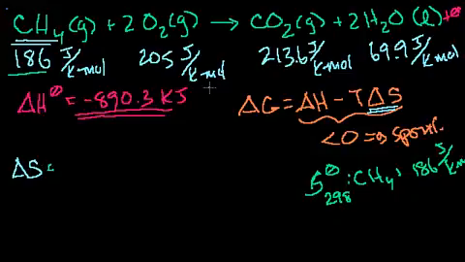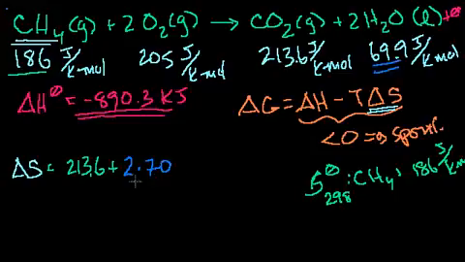So that's going to be equal to 213.6 plus, I have 2 moles of water here, so it's plus 2 times, let's just write 70 there, 69.9, almost 70, plus 2 times 70. And then I want to subtract out the entropy of the reactants, or this side of the reaction. So the entropy of 1 mole of CH4 is 186, plus 2 times 205.